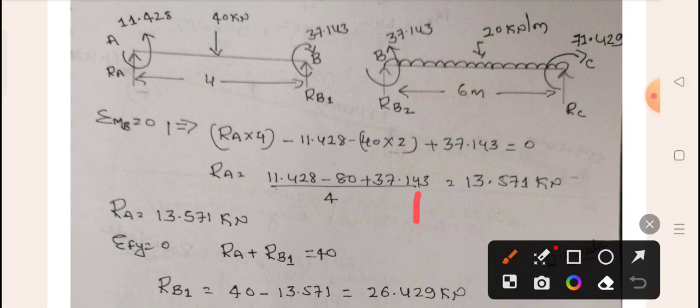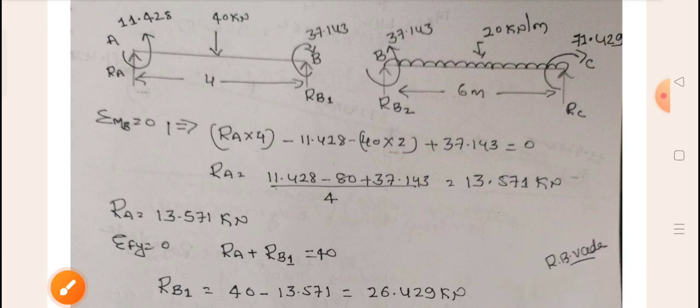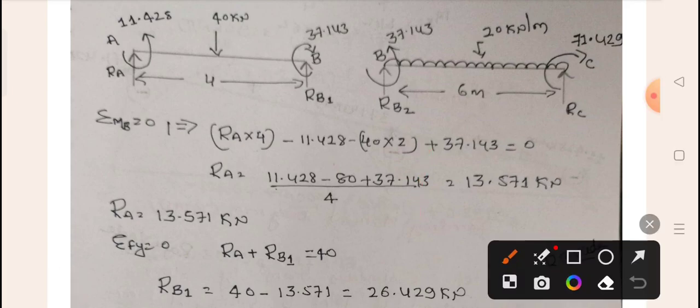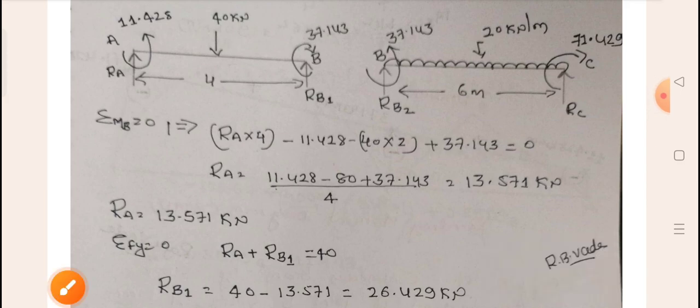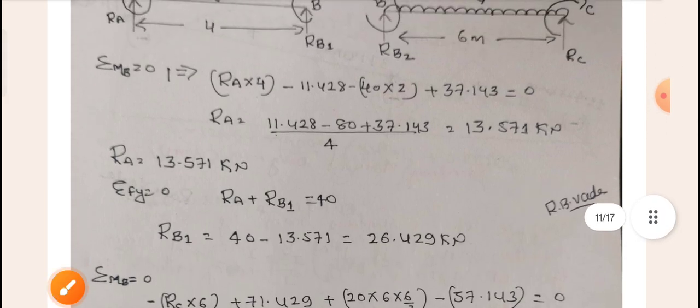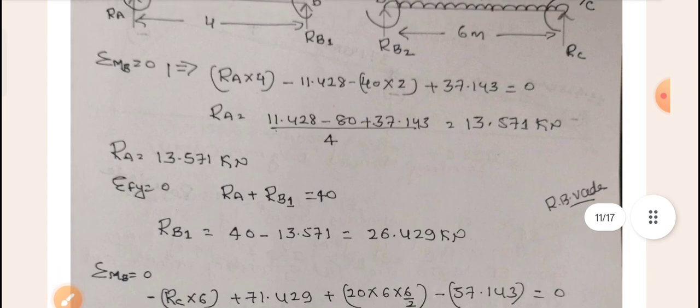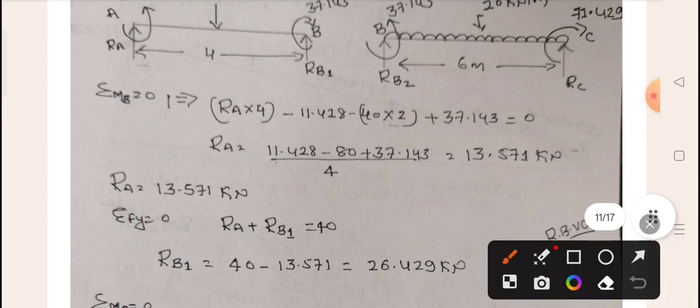Same thing you can do for the second beam also. How will we do it for the second beam? Same thing, you can take the moment, either about B or about C. You will get the same value. Here moment at B is taken. Moment at B is how we are going to solve. So RC into 6. It is rotating anti-clockwise, that is minus.